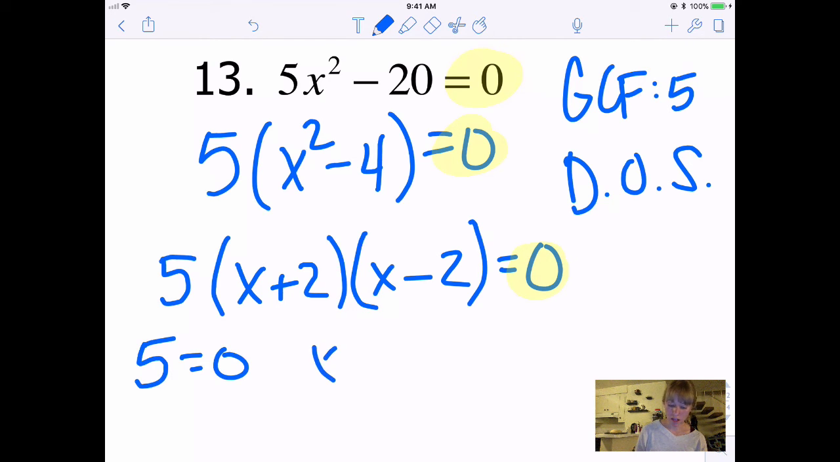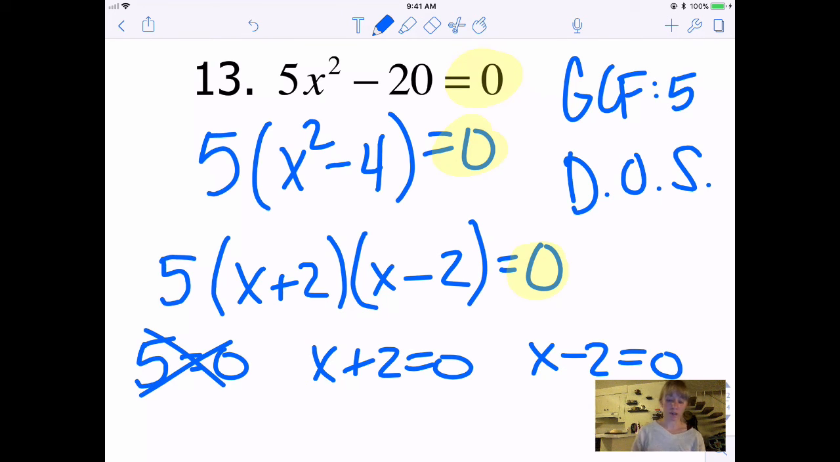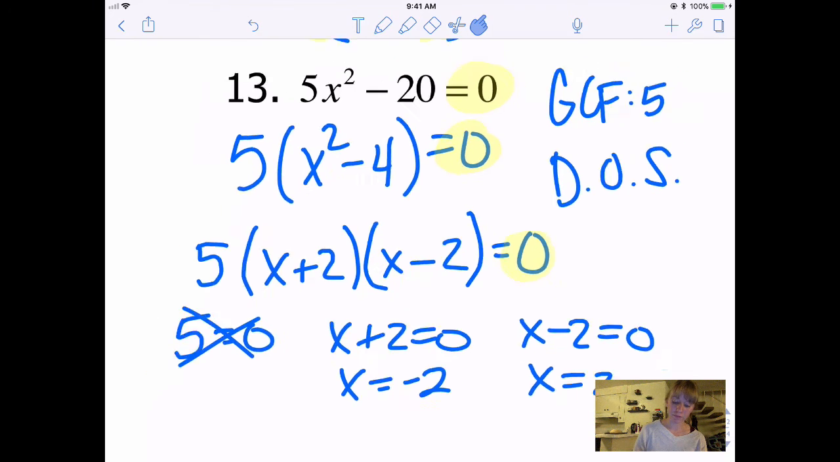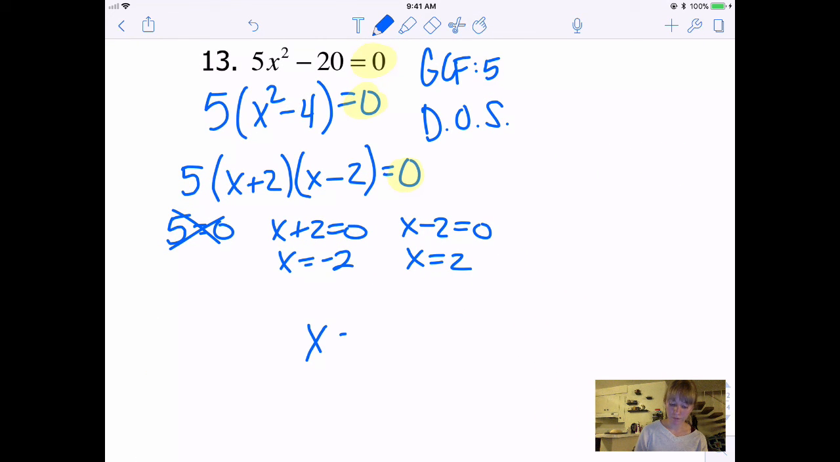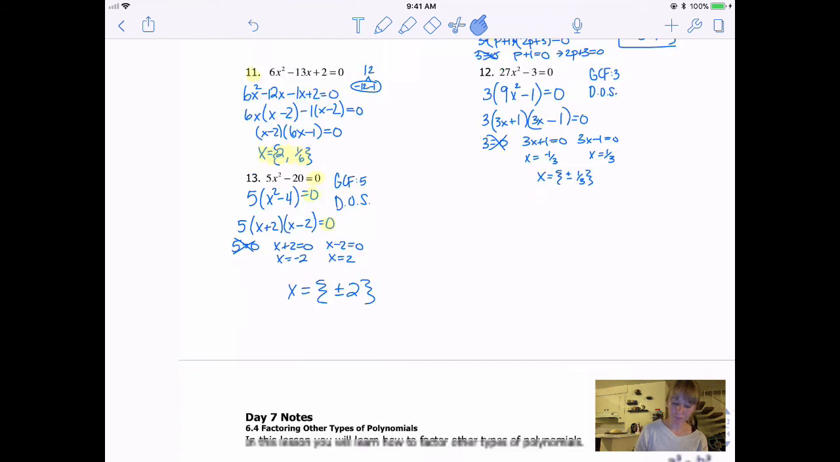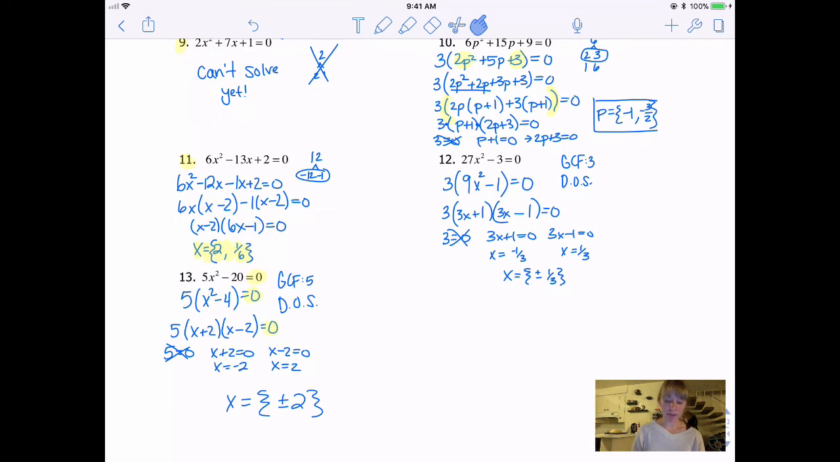5 equals 0, x plus 2 equals 0, or x minus 2 equals 0. This one does not work. But x could equal negative 2, or it could equal positive 2. So that is some AC method.